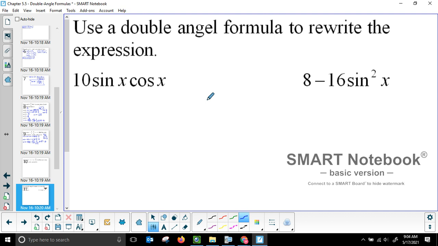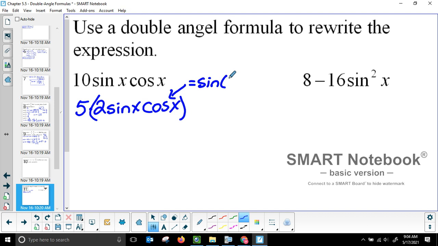Okay, so let's talk about this. Use a double angle formula to rewrite the expression. So 10 times sine x cosine x. Well, this isn't exactly a double angle, but I can kind of make it this. Do we agree that 10 is 5 times 2? And that 2 sine x cosine x is really just equal to sine of 2x? So this whole part here is equal to sine of 2x. So this is really just 5 times the sine of 2x. And we're done.